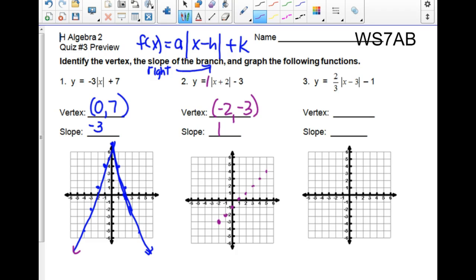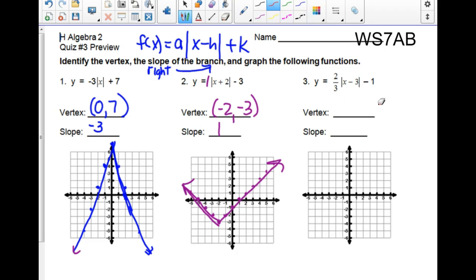And I want you to continue it to fill the graph. I don't want little stubby graphs. Up 1, left 1, up 1, left 1 for the other branch. So you should get a V.